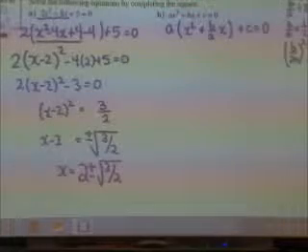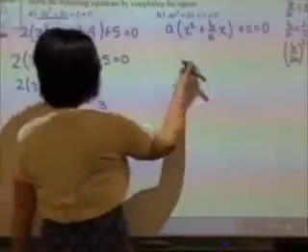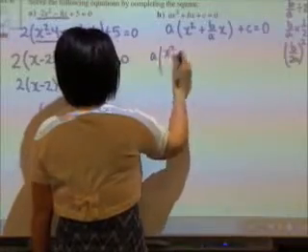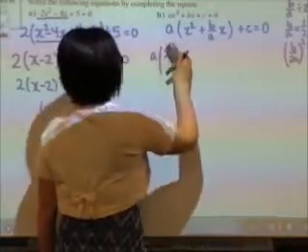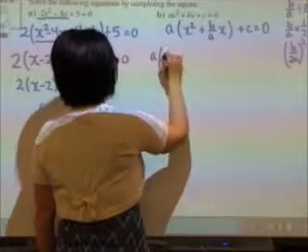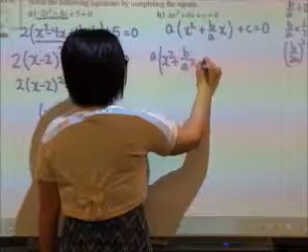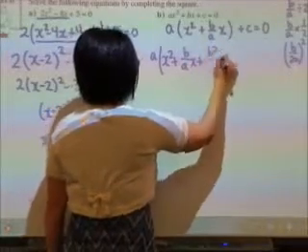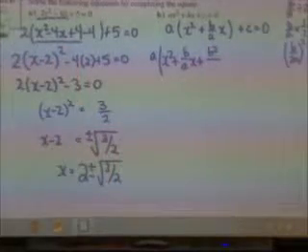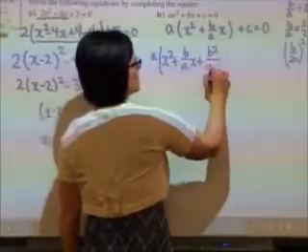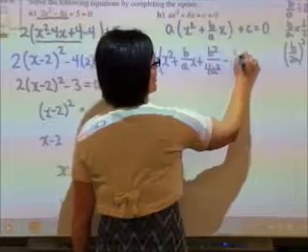Okay. So what do I get when I square b over 2a? So square the top. What do you get when you square the top? B squared. And what do you get when I square 2a? 4a squared. And then I need to subtract a b squared over 4a squared.